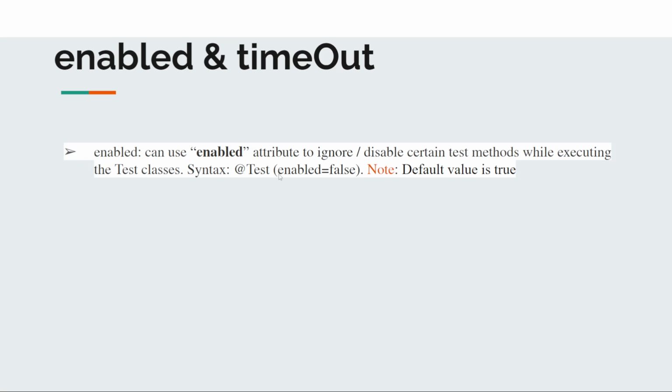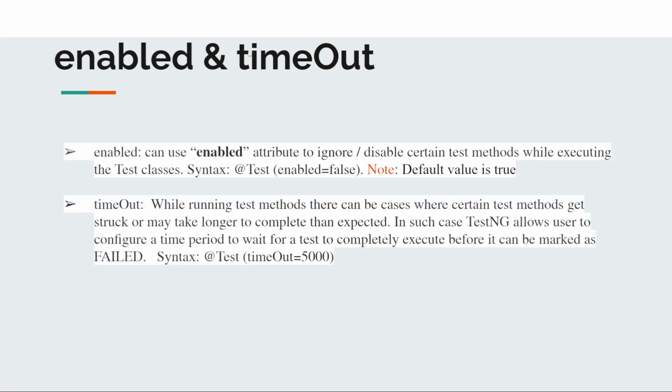And what is the syntax? The syntax is, whatever you have at the rate test, you then use enabled equals to false. Because when you create any method with a test annotation, by default enabled equals true. We don't write it because the default value is true. But if you want to make it false or skip it, you have to type enabled equals to false. We'll see an example.